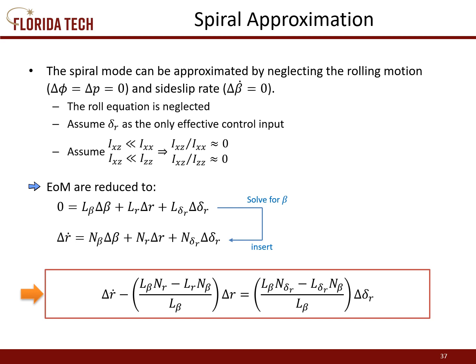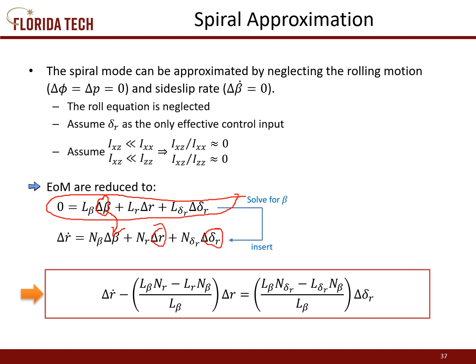For the spiral mode, we can make an approximation by neglecting rolling motion and side slip rate, and the roll equation is typically neglected at this point. What we can get to are two equations. So down here I have an equation where I can solve for beta, so there's beta, I can solve for it, and then substitute it into this equation and get down to an equation where I only have two things I need to worry about.